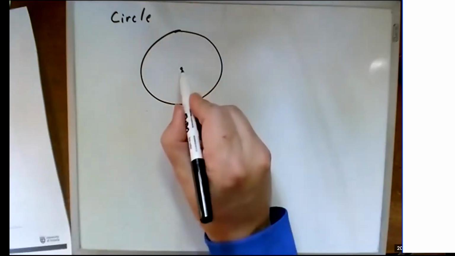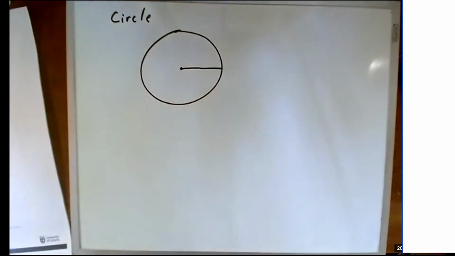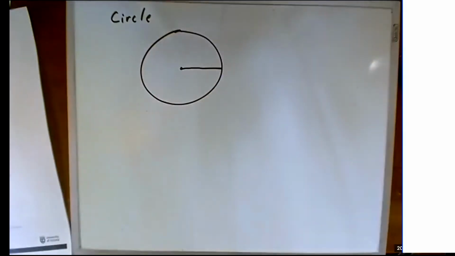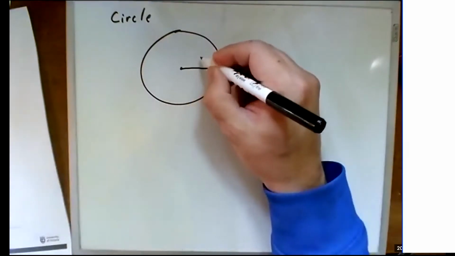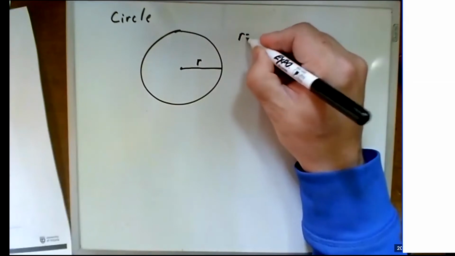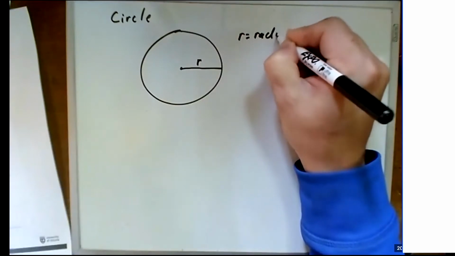There are some pieces of the circle that we need to recognize. The very first one that we need to take a look at is what happens when we move from the center to the edge of the circle. The length from the center of a circle to its edge we represent with the letter R, and R means radius.